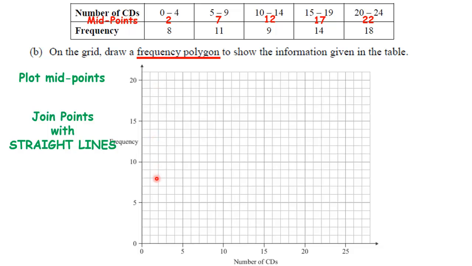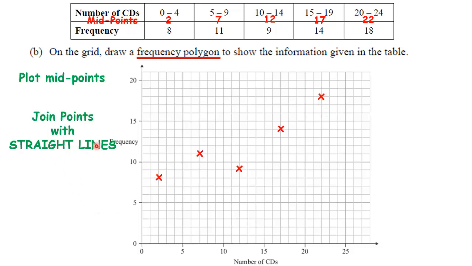So 2, 8, look at the scale. Read and understand what the scale is. So both the scales, 1 square stands for 1 unit. So 2 and then go up to 8, right? Plot your points. 7 and then go up to 11, plot your points. Use a cross when you're doing those. 12 and then go up to 9, plot your points. 17 and then go up to 14, plot your points. 22 is there and then go up to 18, and then plot your points.